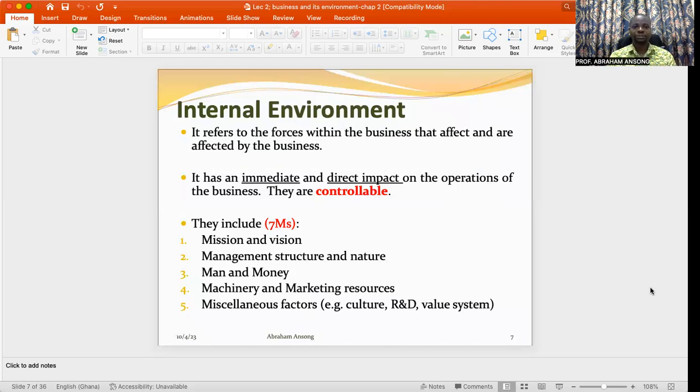We have marketing resources. Then we have miscellaneous factors like the culture, the research and development, the value systems of an organization. All right. So if you're a business person, we'll be talking much deeper into this. Don't play with the culture that you develop within your organization. All right. That will tell everybody how they should behave within the organization. Don't play with the value systems that you create in an organization, because it sends signals to everybody within the organization what is important and what is not important. So they are important internal factors that business managers must pay attention to.